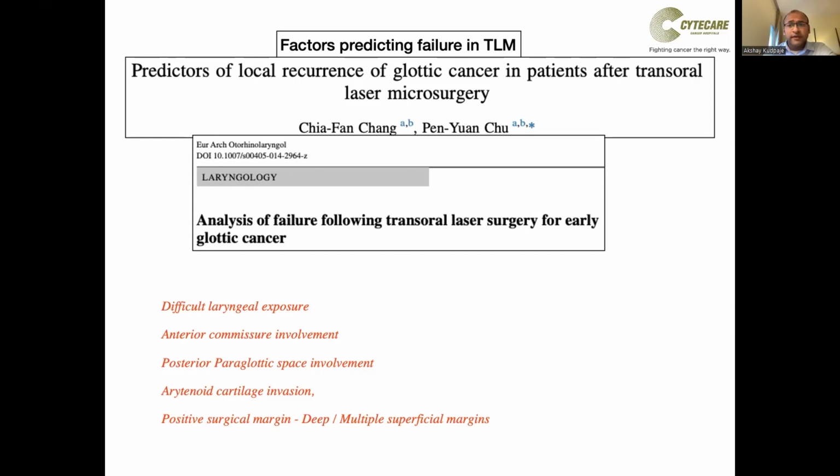Or in terms of extent of the lesion, when there is a tumor which is extending to the anterior commissure, again, these are not ideal cases. The posterior extending lesions, which go to involve the vocal process of the arytenoid or the arytenoid itself, or when it infiltrates the posterior paraglottic space, again, these are not the great cases to choose.